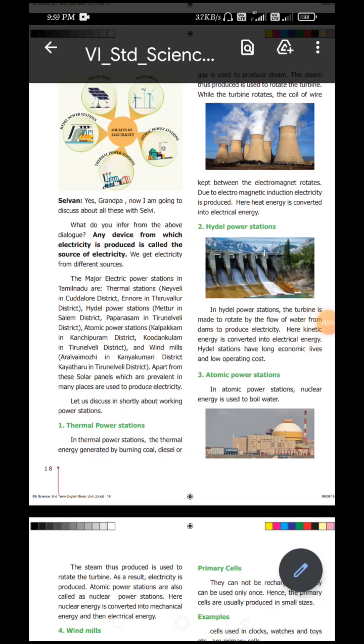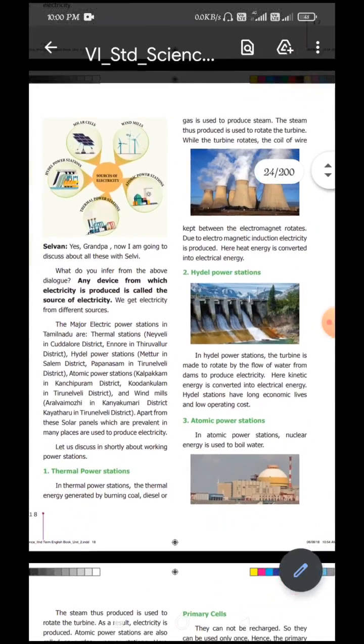One more time I tell you: the thermal energy generated by burning coal, diesel or gas is used to produce steam. The steam is used to rotate the turbine. Turbine, I already told you, is a machine. After the turbine rotates, the coil of wire kept between the electromagnets rotates. How is the electricity produced here? Due to electromagnetic induction, electricity is produced. Here heat energy is converted into electrical energy.